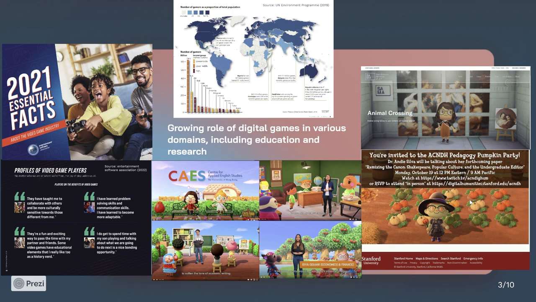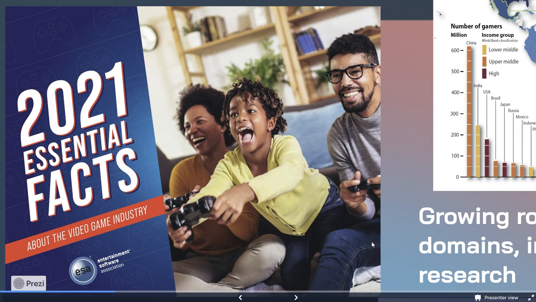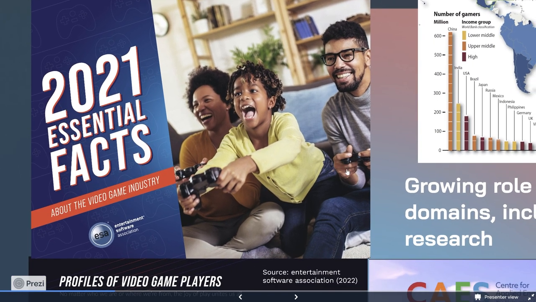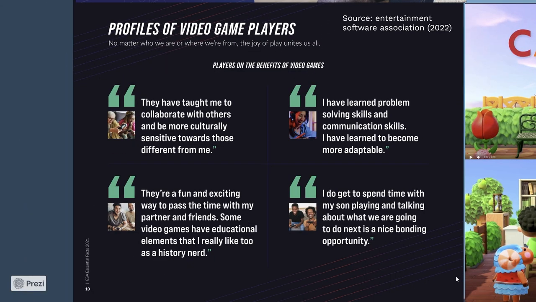First thing we need to know is the message, the little line in the middle. There's a growing role of digital games in various domains, including education and research, and I have to come back over here to show you some information about it. This comes from the 2021 Essential Facts by the Entertainment Software Association. They did surveys and studies of the players during COVID, and these are their comments or feedback.